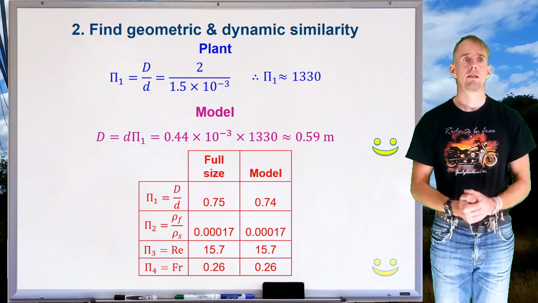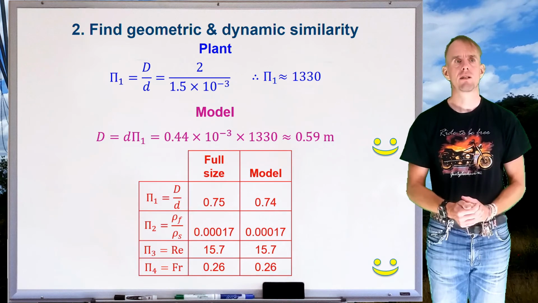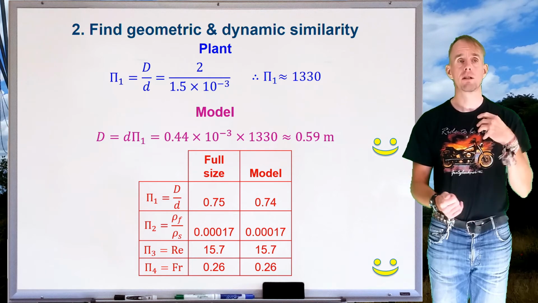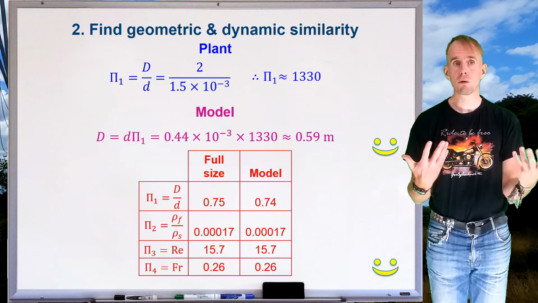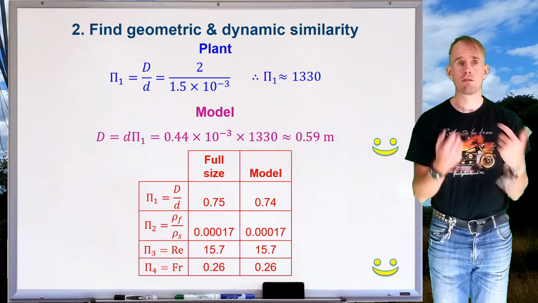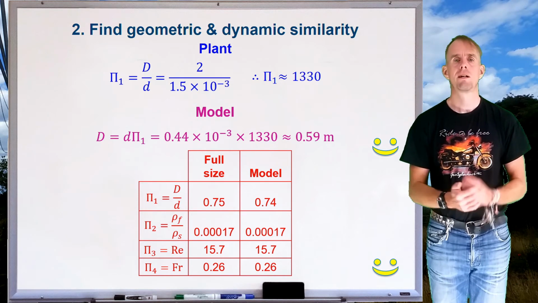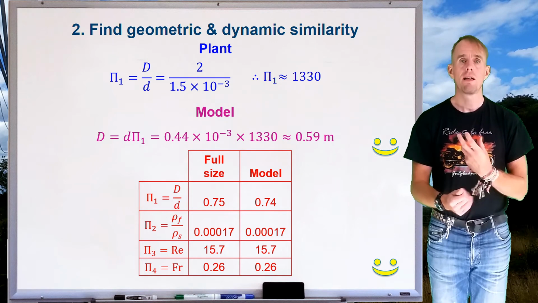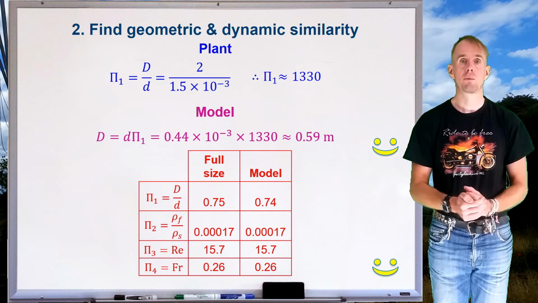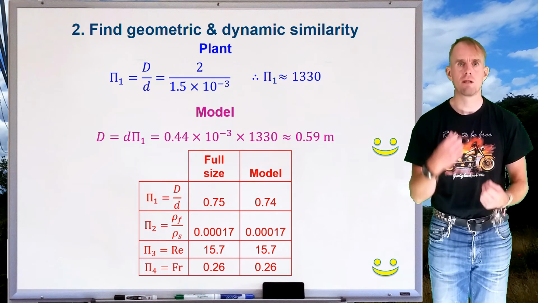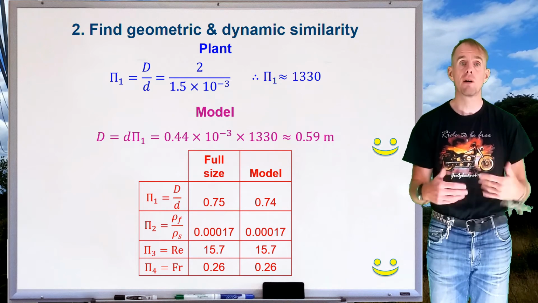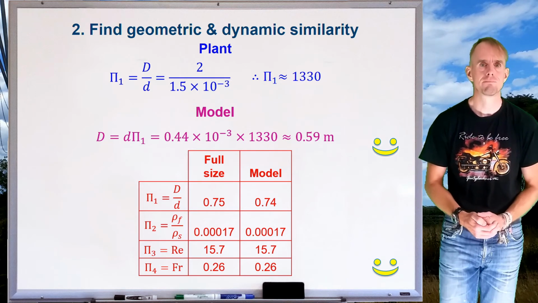So, let's run through and have a look at our dimensionless groups, and we're going to compare full size to model. And in each case, we can see that the full size dimensionless group and the model dimensionless group is the same. So that reassures us that we have achieved dynamic and geometric similarity. And so we can go ahead and build our scale model.